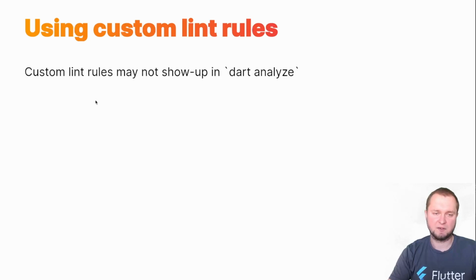And there is one caveat when using the custom lint rules. They don't show up in the Dart analyze output. They show up in the IDE, like Android Studio, but they don't show up in Dart analyze. So to use it on CI or command line, you have to use Dart run custom lint invocation.